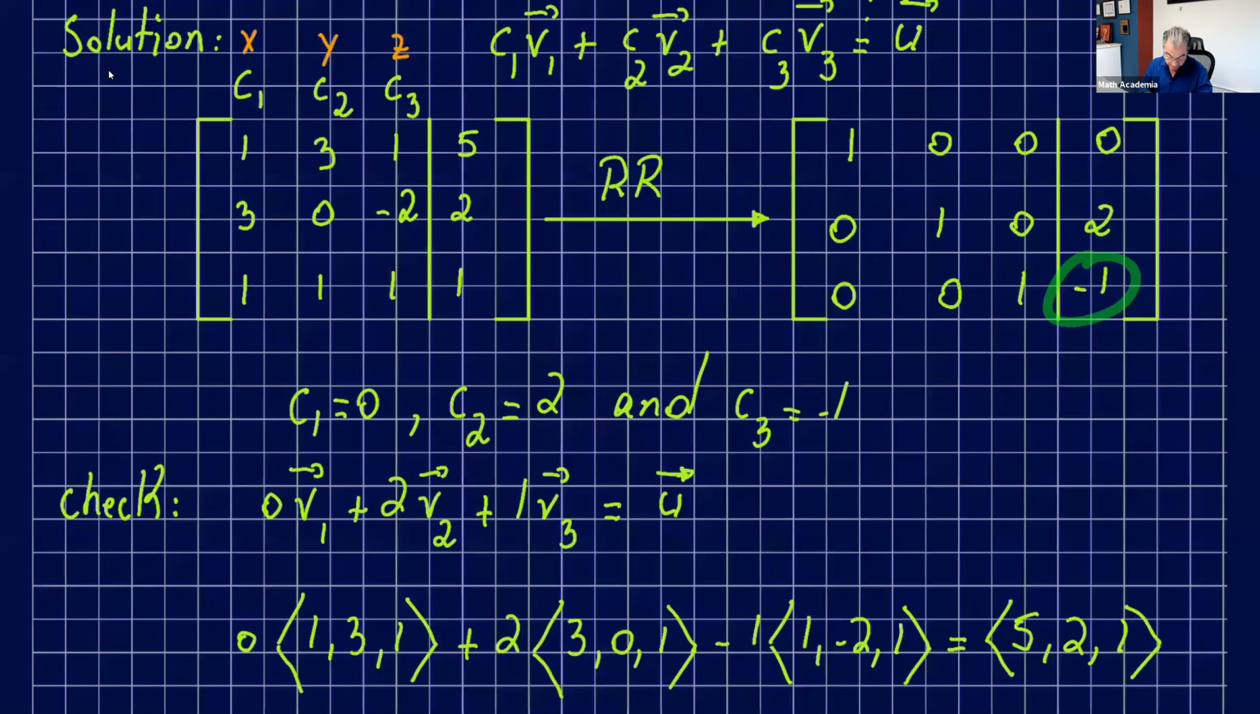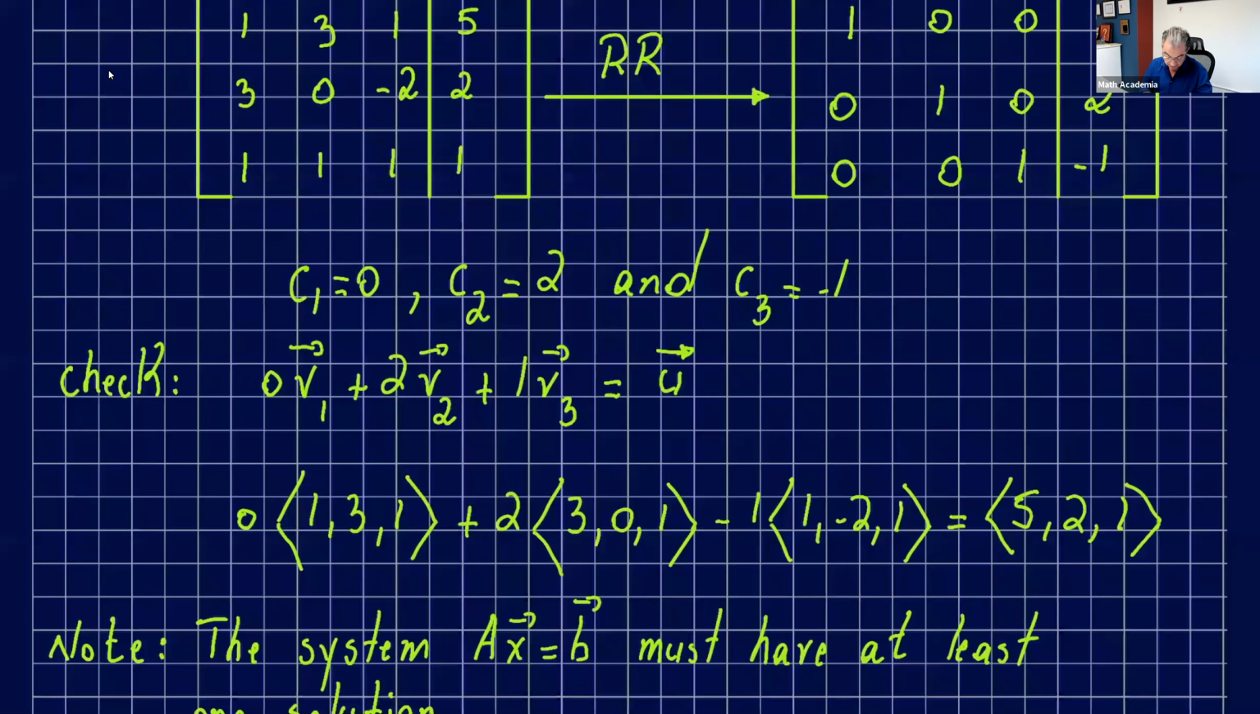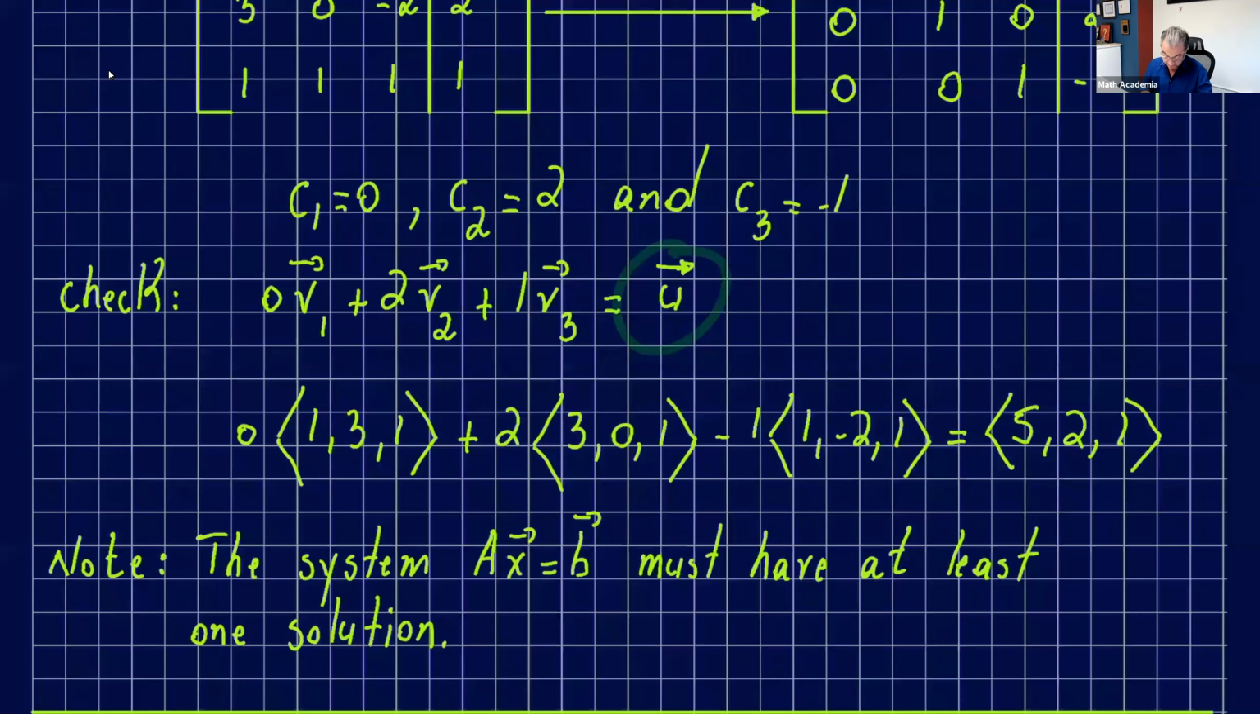What's the meaning of that? Let's check. 0 times V1 plus 2 times V2 plus negative 1 times V3 should give us U. And if you do that, you get 5, 2, 1. Let's check one of them. 0 times 1 is 0, plus 2 times 3 is 6, minus 1 times 1 is 1. 6 minus 1 is going to give you 2, and it will work for the other two.